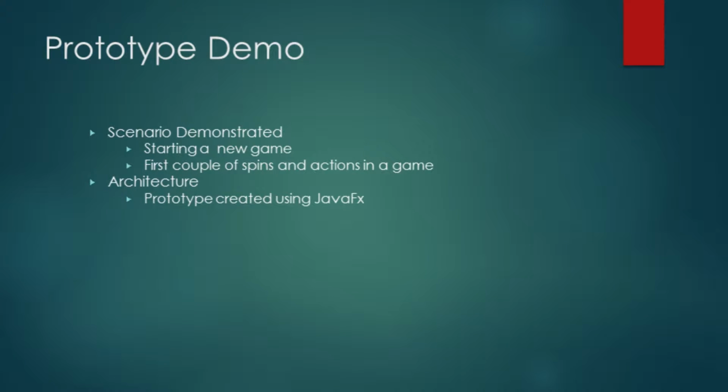To begin the presentation, let's take a look at our current working prototype. The scenario demonstrated is a creation of a new game, the first couple of spins, and how the action or milestone cards are handled. The architecture for the prototype was built using JavaFX with our UML classes and use case scenarios as guidelines. While we focused on writing understandable code, we knew that it was basically throwaway code created for the demonstration purposes.